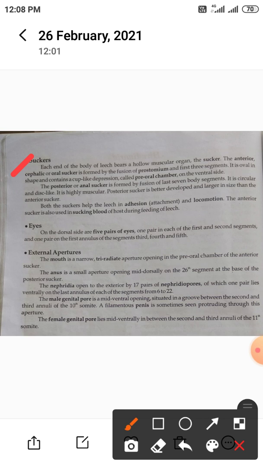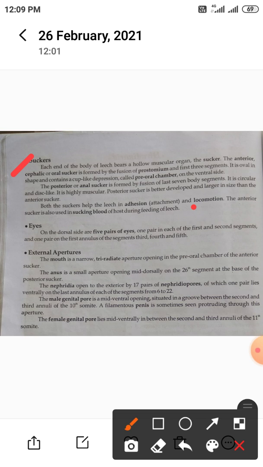Each end of the body of leech bears a hollow muscular organ, the sucker. This means that at the starting region and at the end side, they contain a hollow muscular organ which is called the sucker. The anterior cephalic or oral sucker, at the mouth side, is formed by the fusion of the prostomium, which is also called the mouth, and the first three segments.